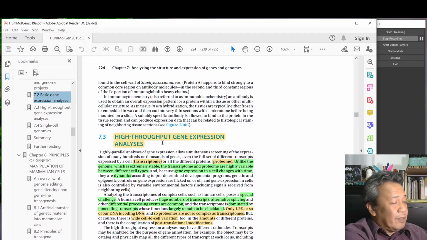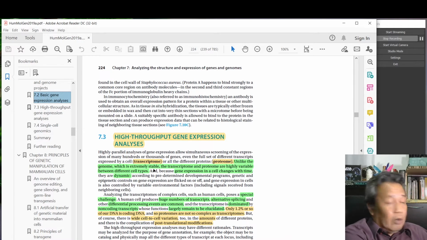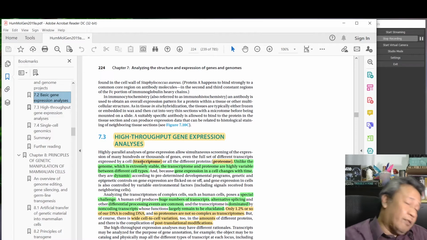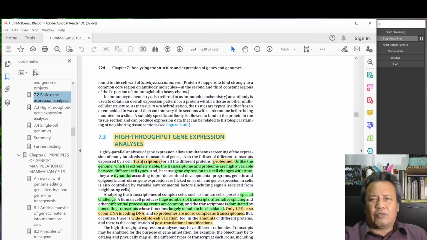And then 7.2 talks about high throughput gene expression analysis. This is what people are doing nowadays. They use NGS, next generation sequencing, which allows you to sequence the whole genome, or even the whole RNA, which is called the transcriptome. Or you have also methods like MALDI-TOF, mass spectrometry, where you actually look at the full complement of the proteome.